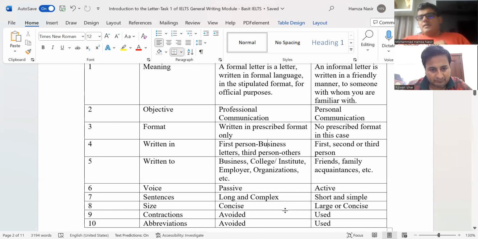Contractions क्या होता है? Instead of saying my name is Rizwan Azhar, you say my name's Rizwan Azhar. NAME apostrophe comma S. समझ रहे हैं बात? Okay.